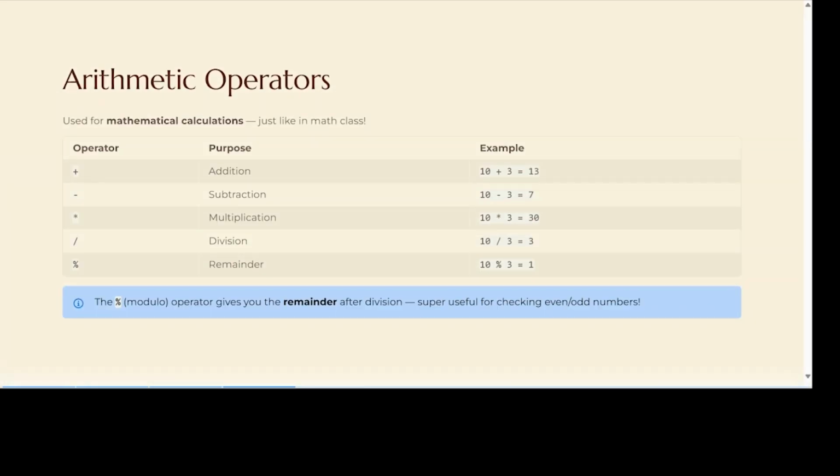Now we are going to see arithmetic operators. Arithmetic operators are mainly used for mathematical calculations, just like in maths. They include plus, minus, multiplication, division, and modulus operators. The main thing to learn here is that the modulus operator gives you the remainder value. Division only gives the quotient, while modulus gives the remainder. Keep that in mind, and don't confuse division with modulus.